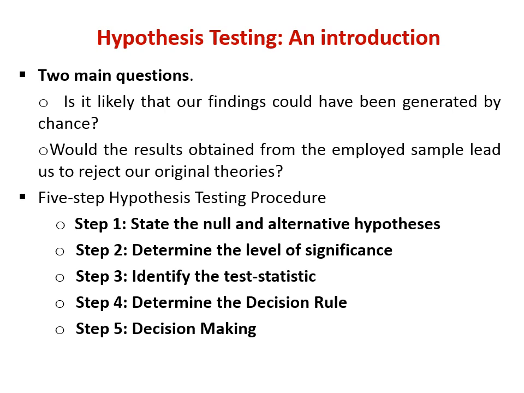The essence of econometrics is to quantify economic relationships. This is done by analyzing sample data and asking what conclusions we can draw from this quantification. Hypothesis testing goes beyond computing estimates of the true population parameters to a much more complex set of questions. There are two main questions. First, is it likely that our results could have been generated by chance? Second, would the results obtained from the employed sample lead us to reject our original theories?